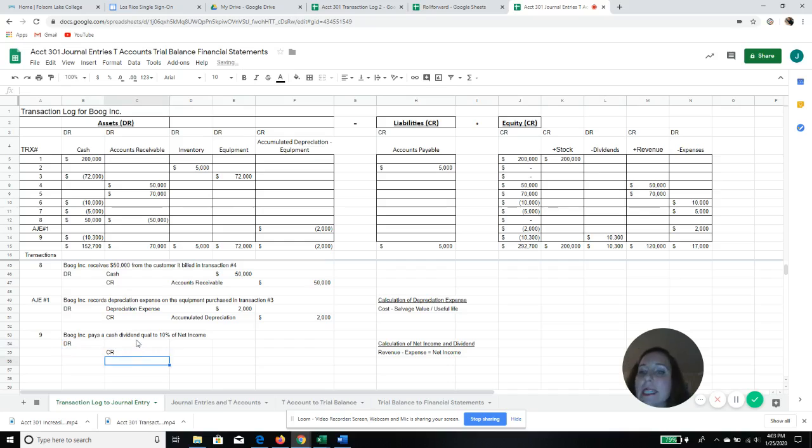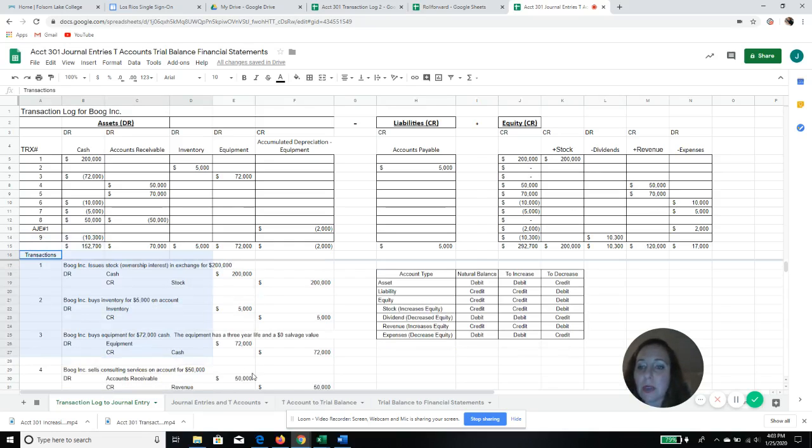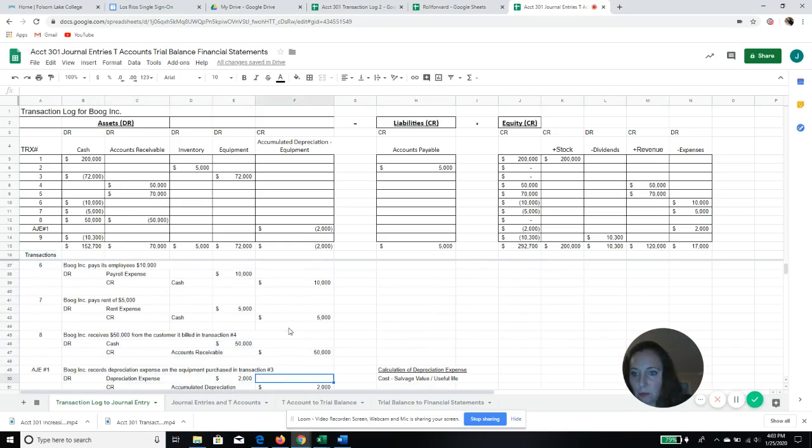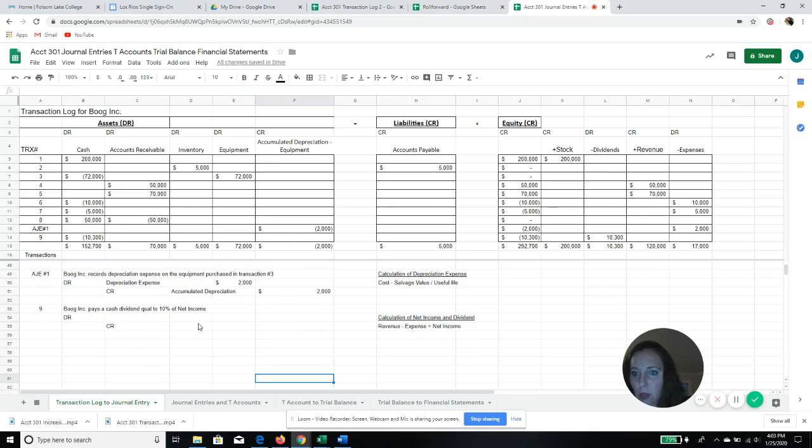All right, last transaction. We paid a cash dividend equal to 10% of net income. All right, we decreased cash by $10,300. Cash is an asset. We decrease an asset with a credit, so we're going to credit cash for $10,300.